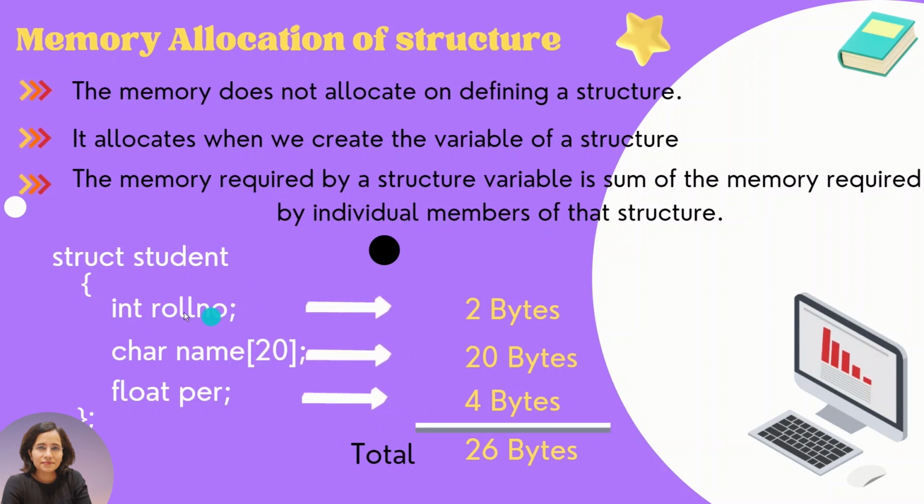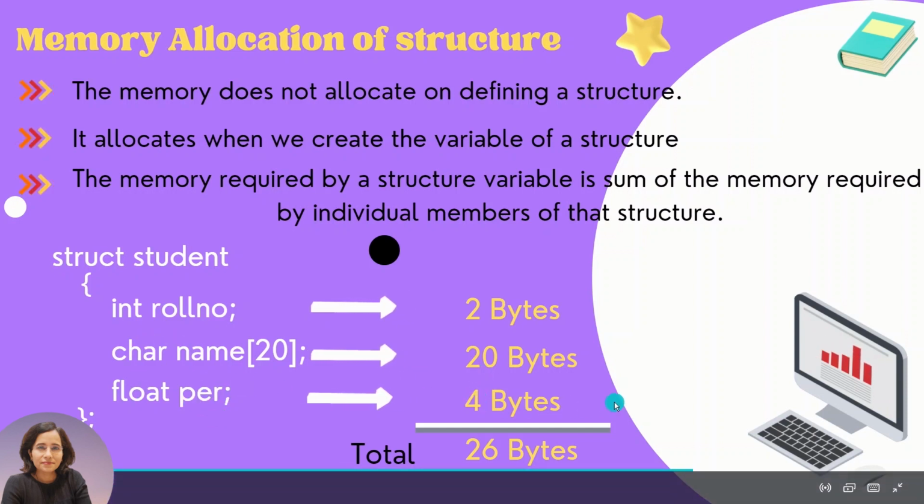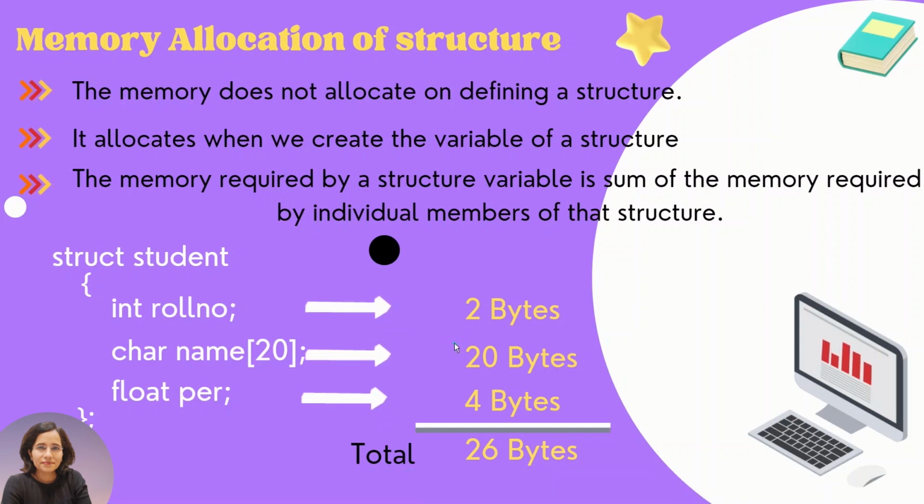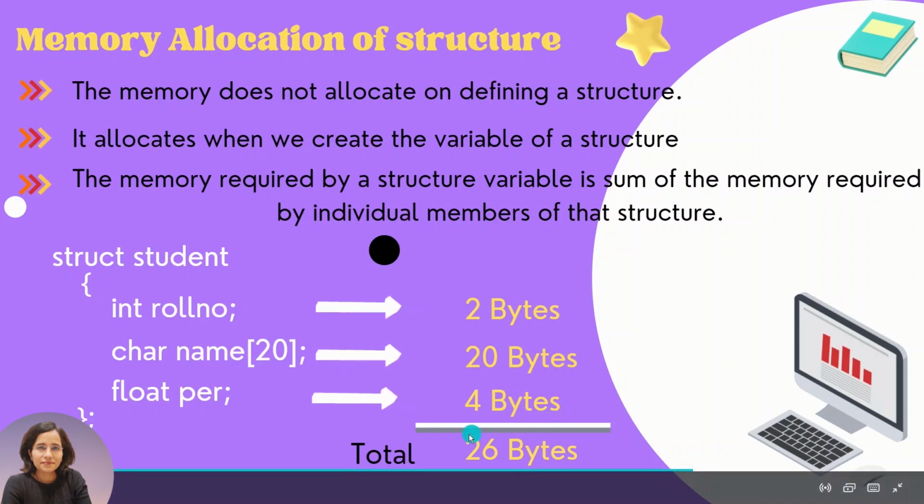Here I have declared one variable roll number of integer data type, and for integer we get 2 bytes of memory. It may change based on the operating system and the compiler. Next I am declaring one character array of size 20. So for one character we get 1 byte of memory. So for 20 blocks of characters we will get 20 bytes of memory. And next I am declaring percent variable of float data type. And float data type requires 4 bytes of memory. So for a structure variable we will get total 26 bytes of memory.